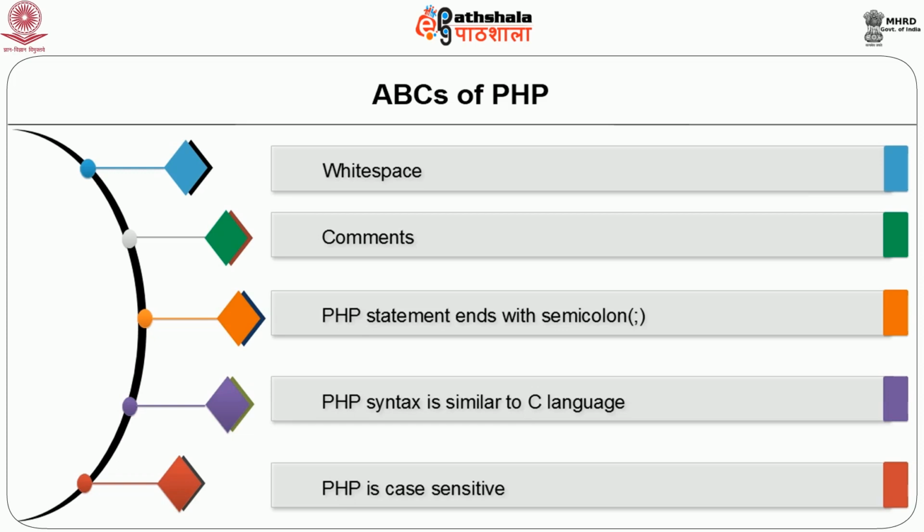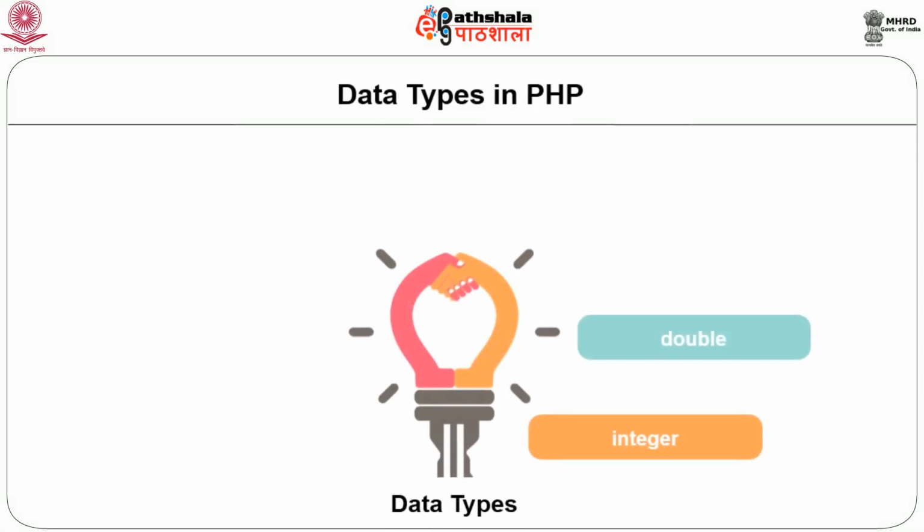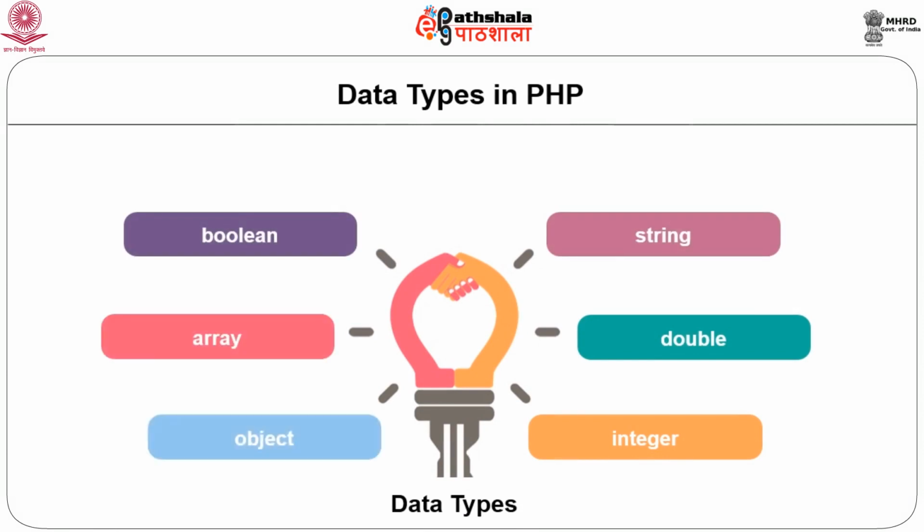And PHP is case sensitive. That means if you define anything in PHP or write code, you have to follow the syntax. It is not like HTML, where case is not important. So when you write code, you have to remember the data types supported in PHP are integer, double, string, boolean, array, and object. Integer is a data type which stores whole numbers.